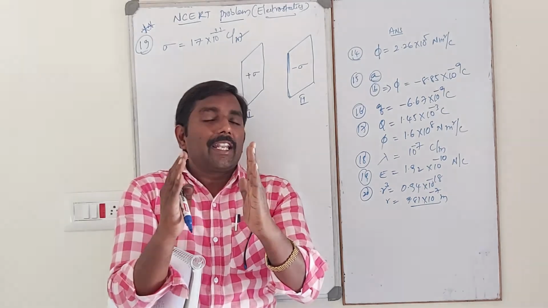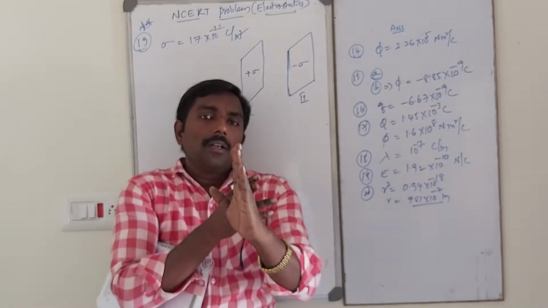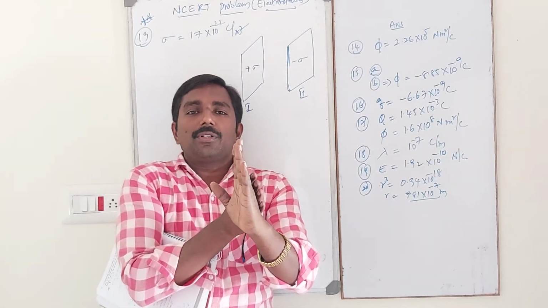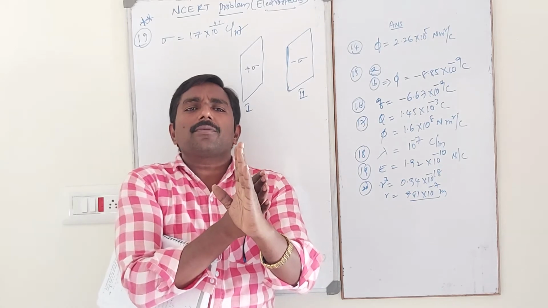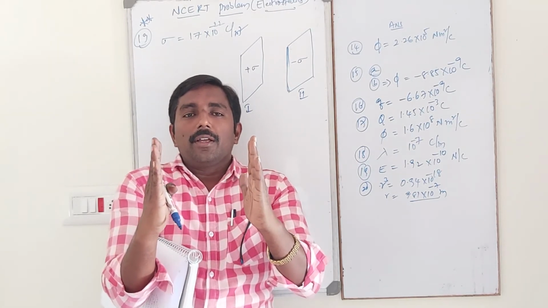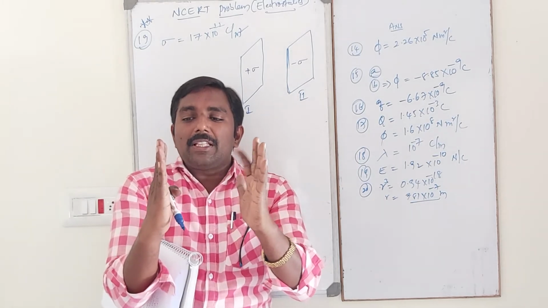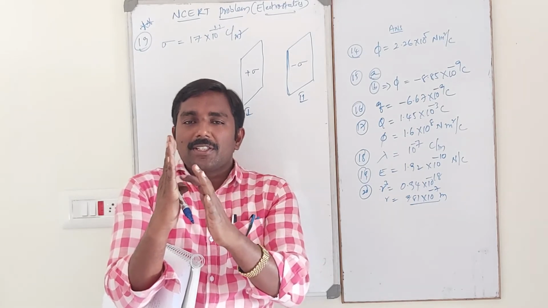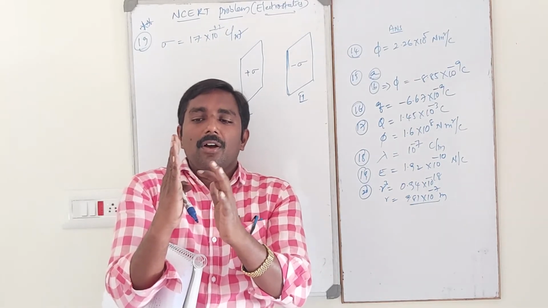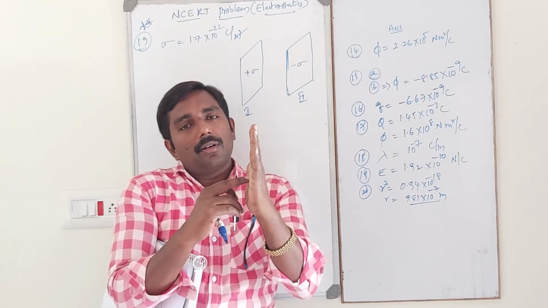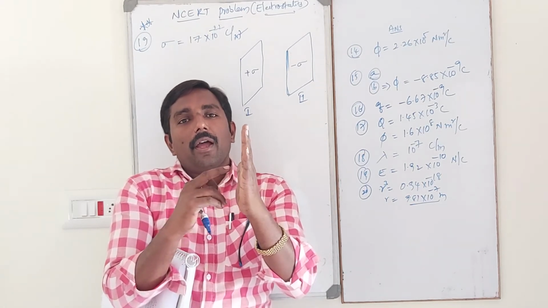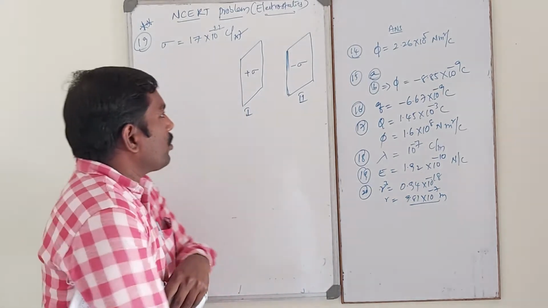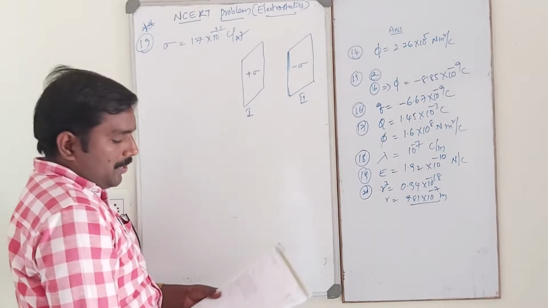Similarly, what is the electric field at the outer region of the second plate? At the outer region of the second plate, there is no charge, so the electric field is also 0. So the electric field will be established between the two plates, on the inner sides only, because of surface charge density. Positive surface charge density is there on the inner side of the first plate, and negative surface charge density also exists on the inner side of the second plate. On the outer side there is no charge, so the electric field will be 0.